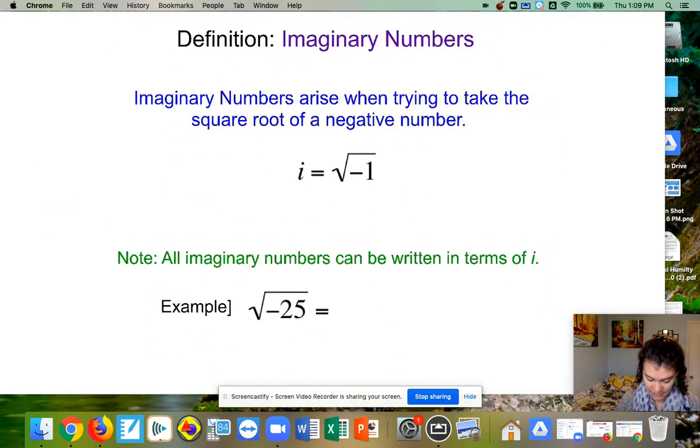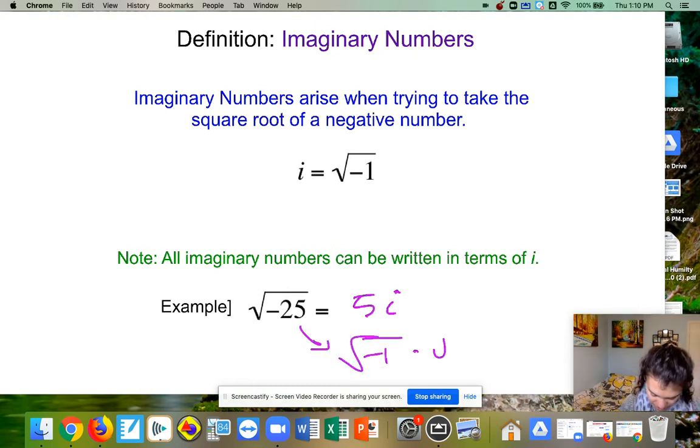Okay, so what is an imaginary number? Imaginary numbers arise when you take the square root of a negative number, which isn't possible. So i equals the square root of -1, and all imaginary numbers can be written in terms of i. So if we have the square root of -25, that's the same as saying 5i. The i represents the -1 part. Because you could technically rewrite this as the square root of -1 times the square root of 25, and then this becomes the i, and that becomes the 5.